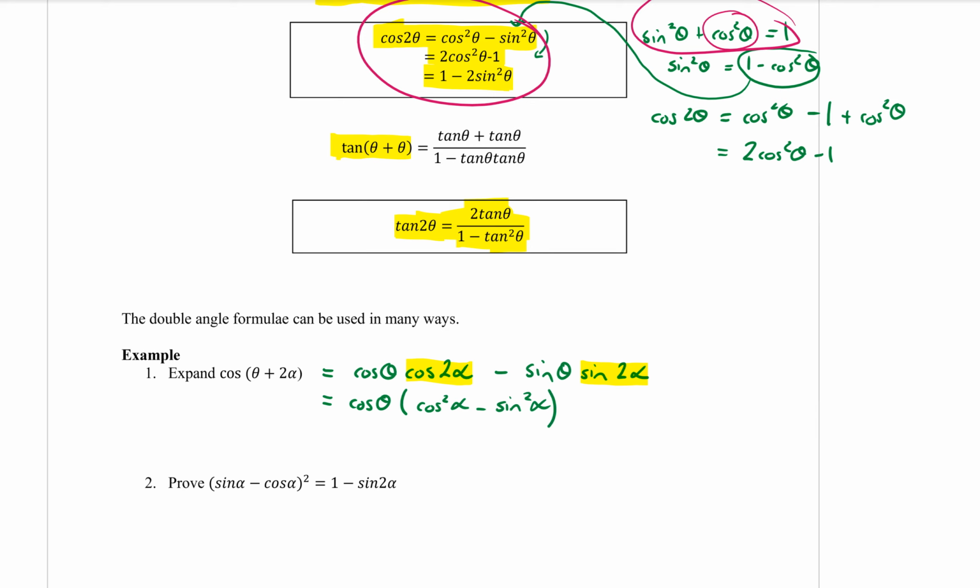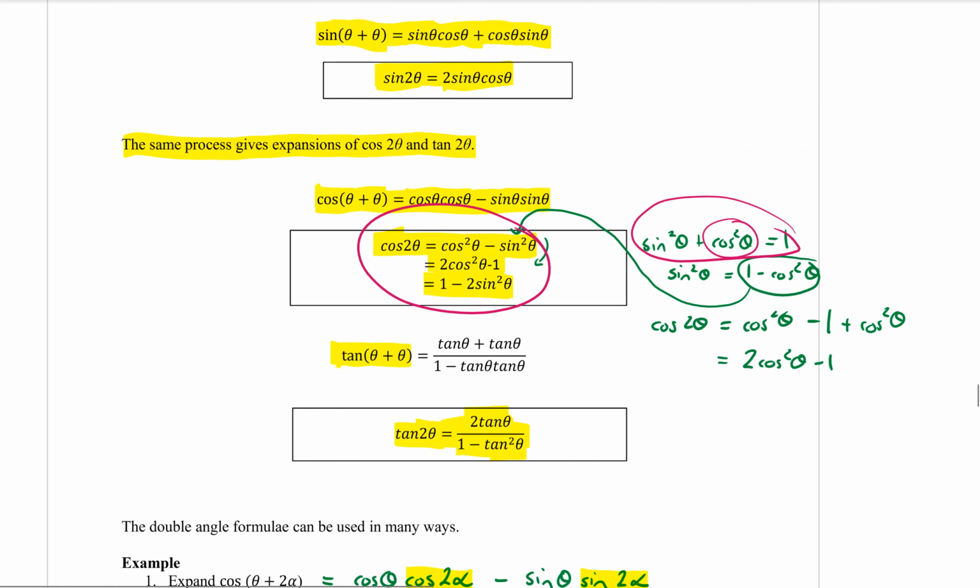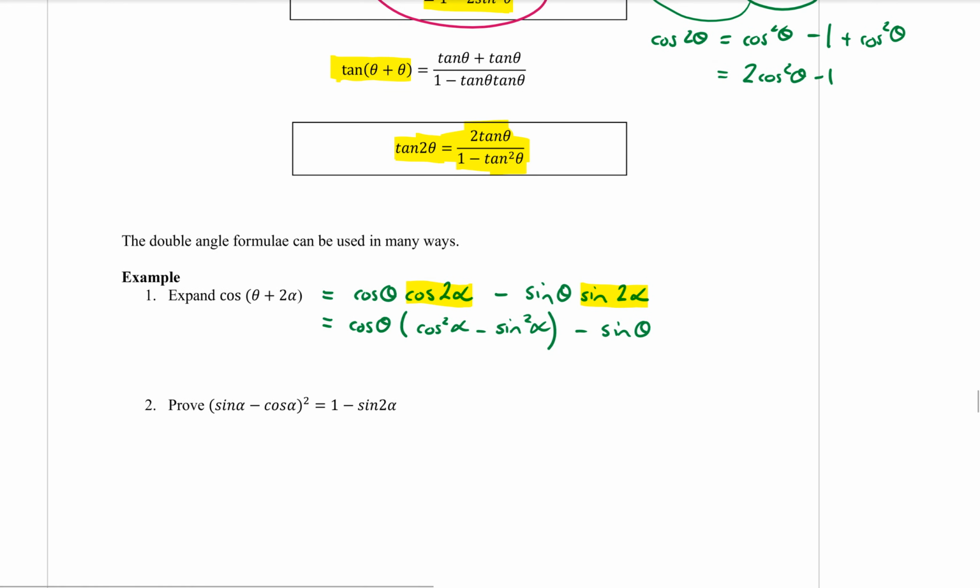Okay, then continuing with the rest of my expansion, minus sine theta, and then sine 2 alpha, another double angle. So sine 2 alpha, there's only one option up here, becomes 2 sine theta cos theta, or in this case I'm using alpha, so it will become 2 sine alpha cos alpha.